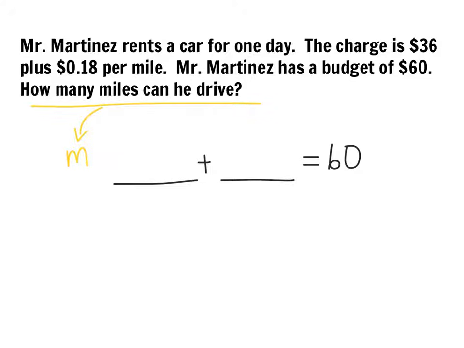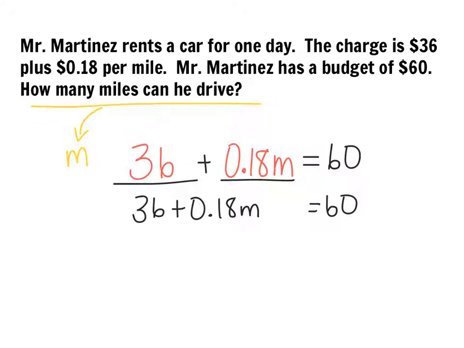His budget is $60. That means he can spend no more than $60. I know that it's $36 plus 18 cents per mile. I start with my $36 to rent the car, and I add to that 18 cents times the number of miles he can drive. Now that I have my equation, I can start isolating my variable.